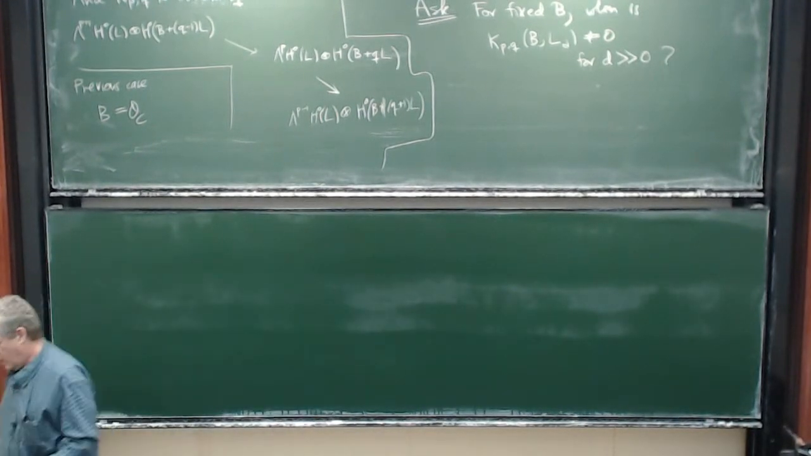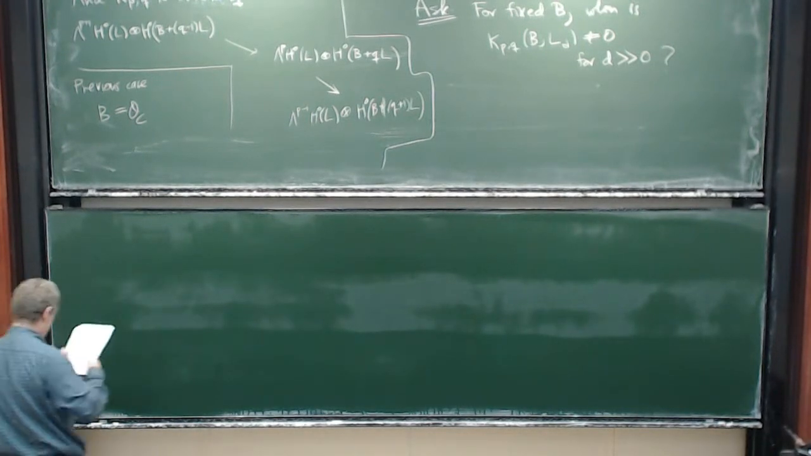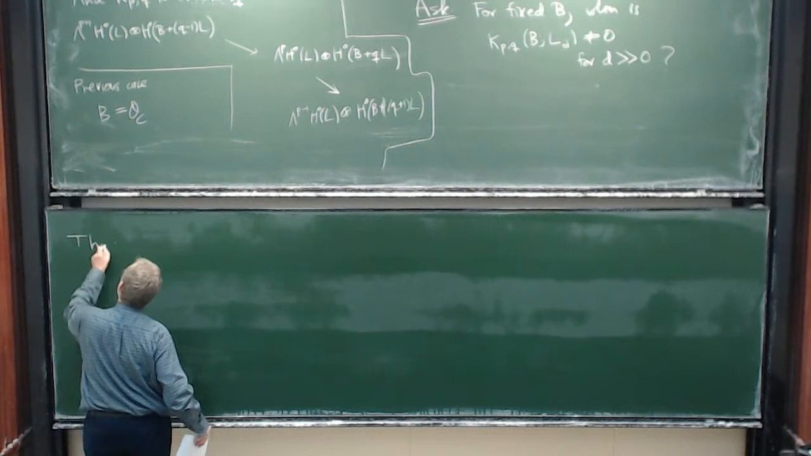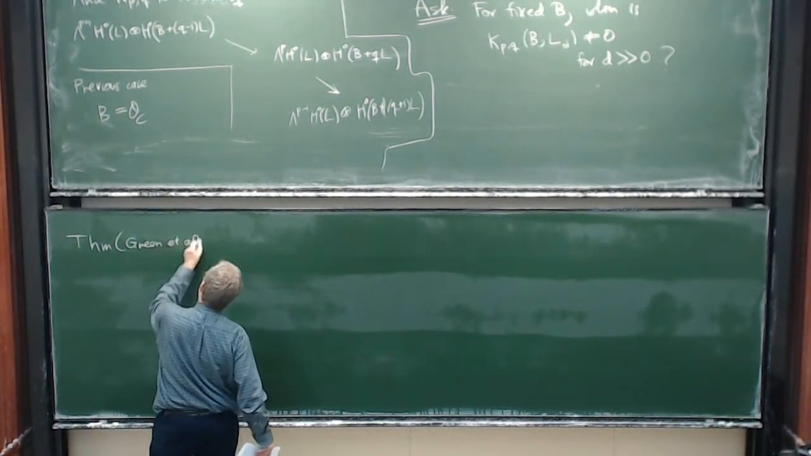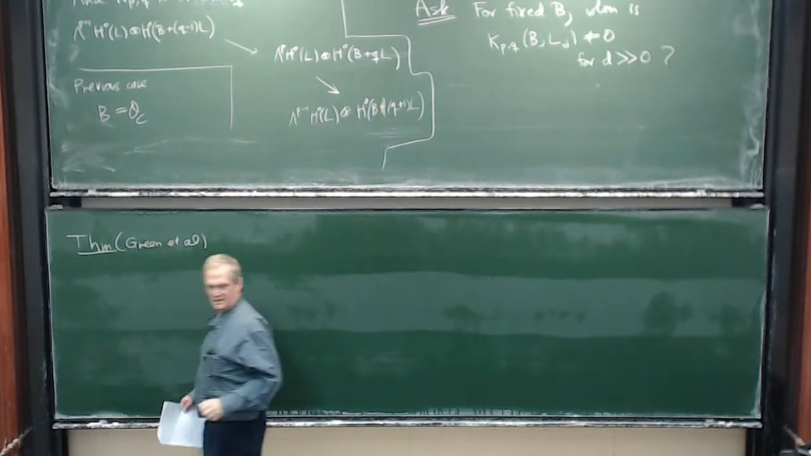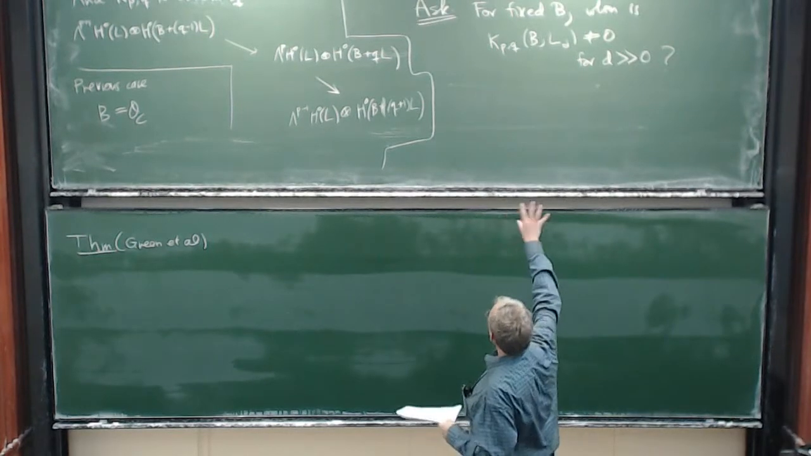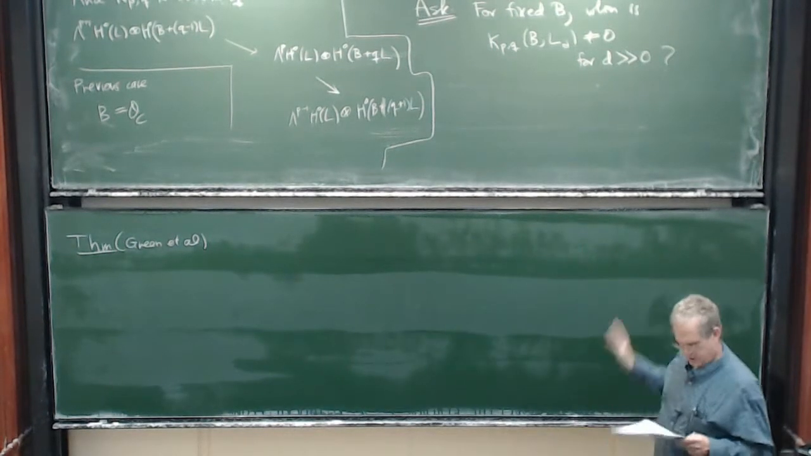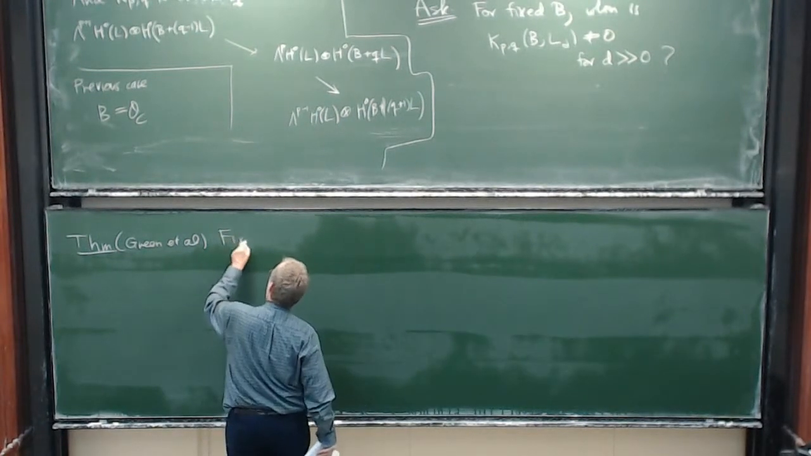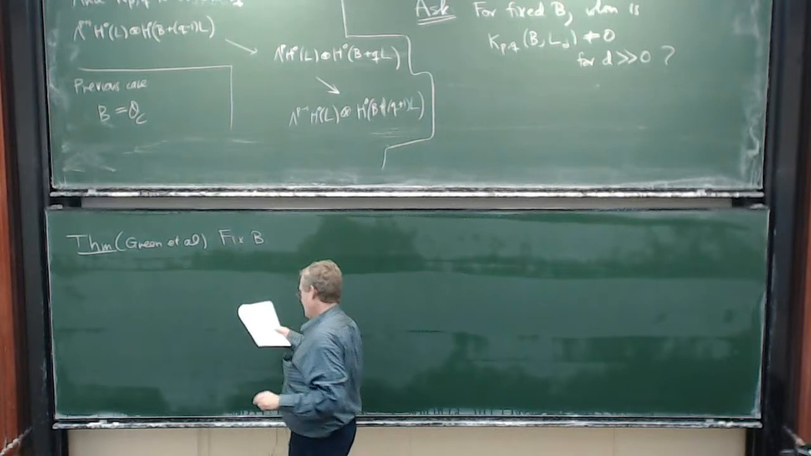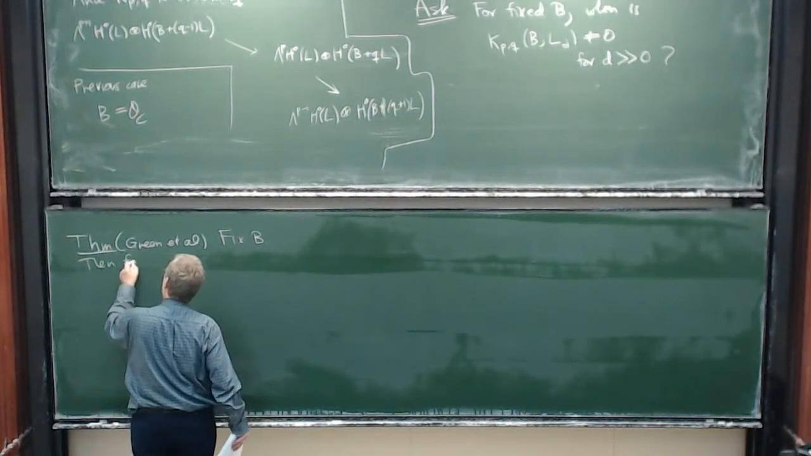Okay, so let me start by stating it. So theorem, and this is essentially Green's theorem again. It combines stuff that various people did, but the essential thing is Green. Okay, so the picture is that there are some syzygies that are always completely under control. So the theorem is, we fix this B, and then for sufficiently large d, so here's what happens.